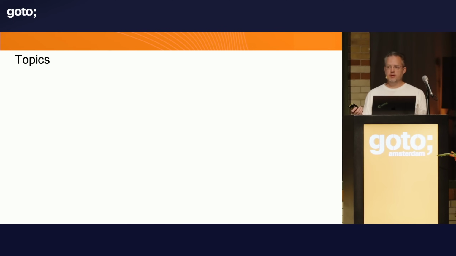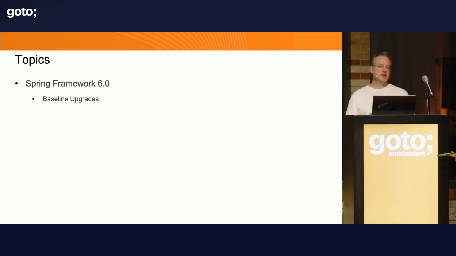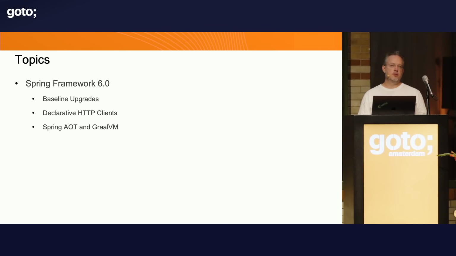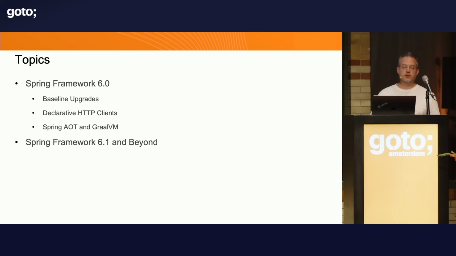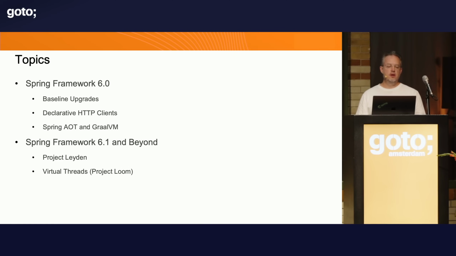So today we're here to talk about Spring Framework 6, which is the next generation of Spring. We're going to talk about the baseline upgrades, a little bit about declarative HTTP clients, and then a bit more about Spring AOT and GraalVM native images. Then we'll look towards the future of what's coming in Spring Framework 6.1, with topics like Project Leyden on the horizon, virtual threads coming in JDK 21, and JVM checkpoint restore.